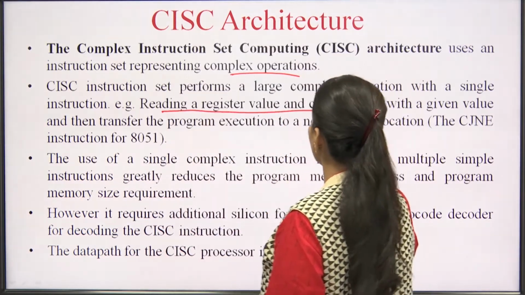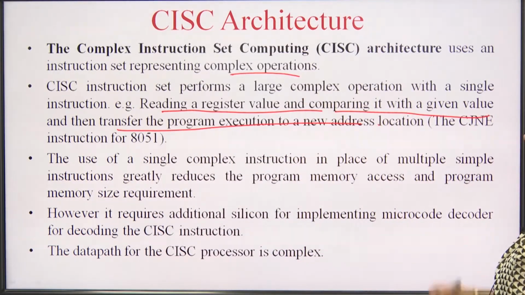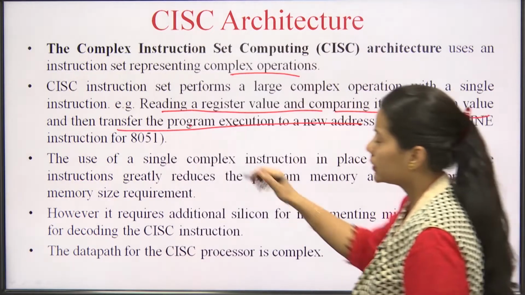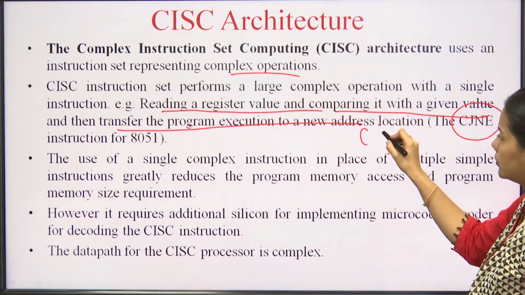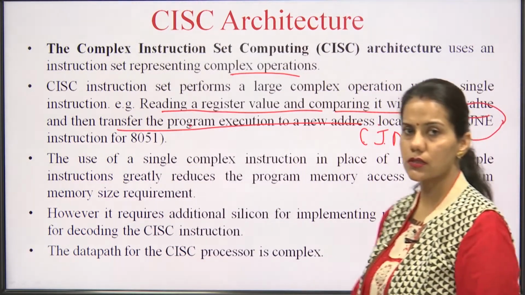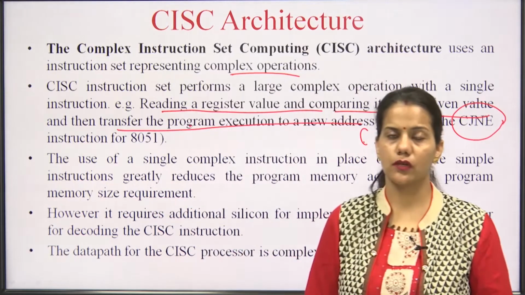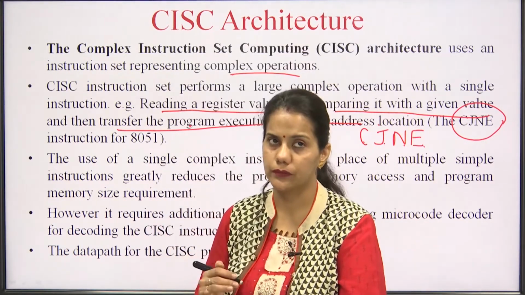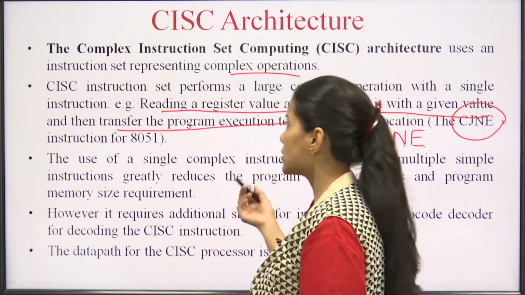Example, reading a register value and comparing it with a given value, and then transferring the program execution to a new address location. These three processes, reading a register value, comparing it with a given value, and then the third operation, transferring the program execution to the new address, are all done using this CJNE, compare and jump if not equal. So, this instruction will compare the two values and will jump to the new location if they are not equal. So, a single instruction is performing three complex operations. So, this is the role of the complex instruction set.